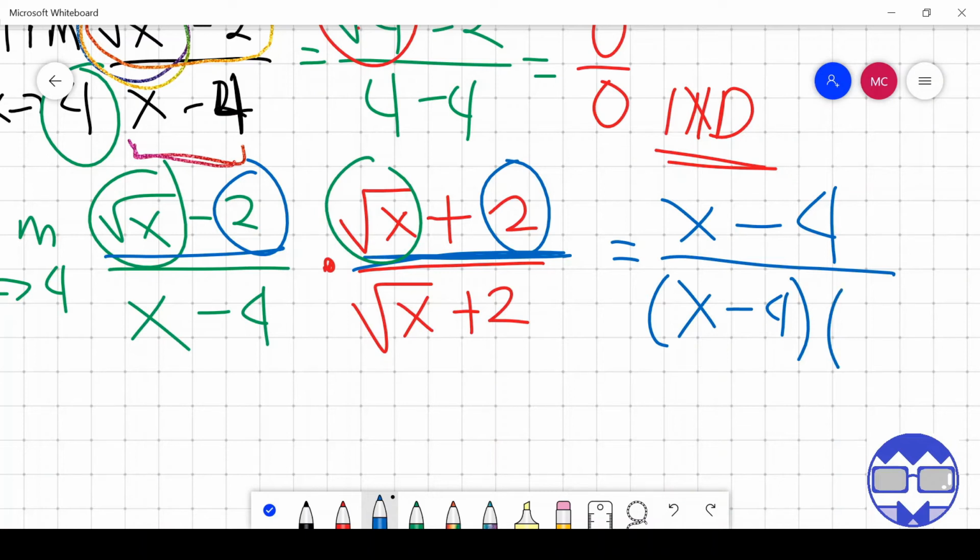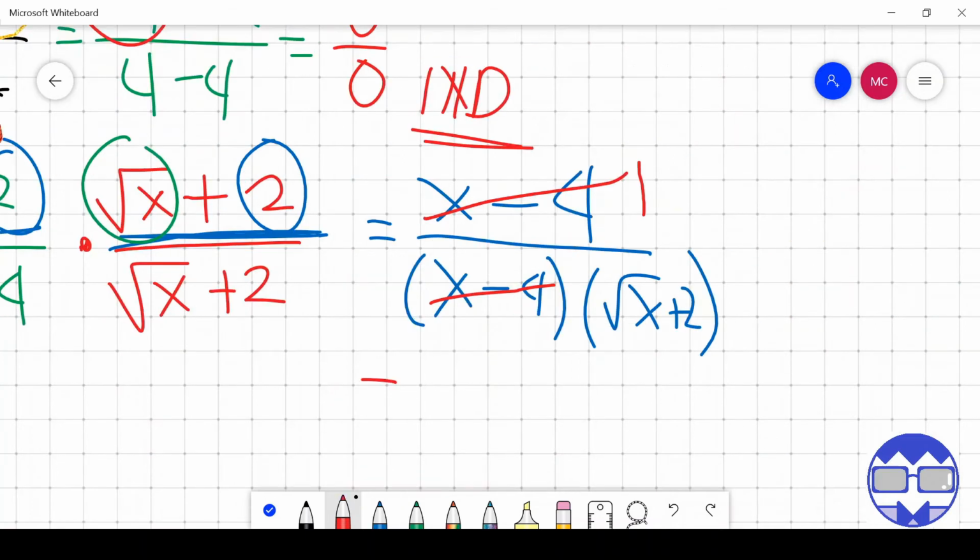Square root of x plus 2. Okay, so let's try to move a little bit here. Now try to observe. We can observe that we have x minus 4 in our numerator and in our denominator. Hence, we can cancel out, and what's left is 1 in the numerator. So we will have 1 over square root of x plus 2.